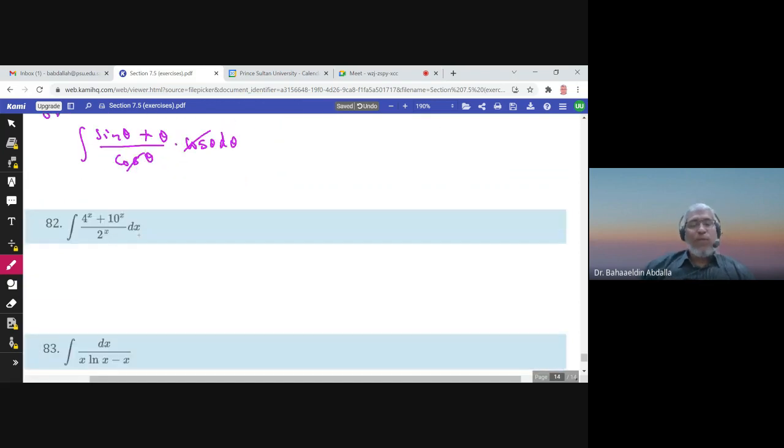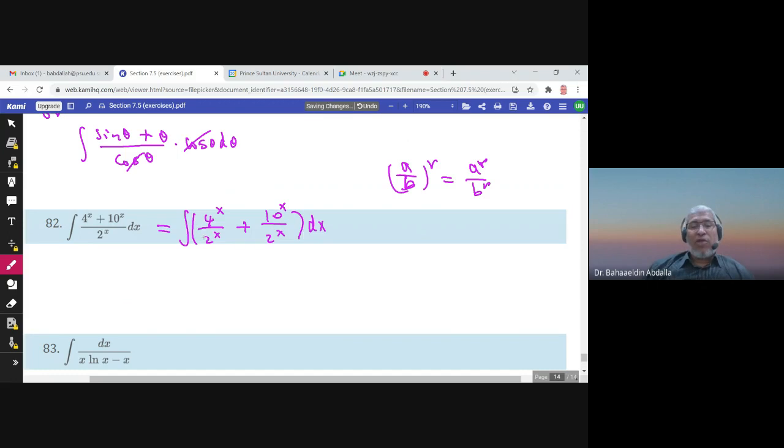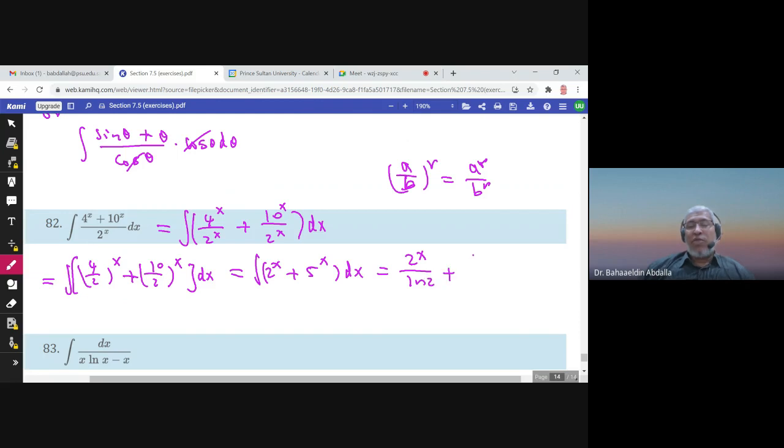Here we divide, so we write it 4 to the power x over 2 to the power x plus 10 to the power x over 2 to the power x dx. And remember, when we have a over b to the power r, we can write it a^r over b^r. So we can write this actually as 4 over 2 to the power x, 10 over 2 to the power x. And then 4 over 2 is just 2 to the power x, and this is 5 to the power x. And the integral of 2 to the power x is this one, and the integral of 5 to the power x is this one, and that's the answer.